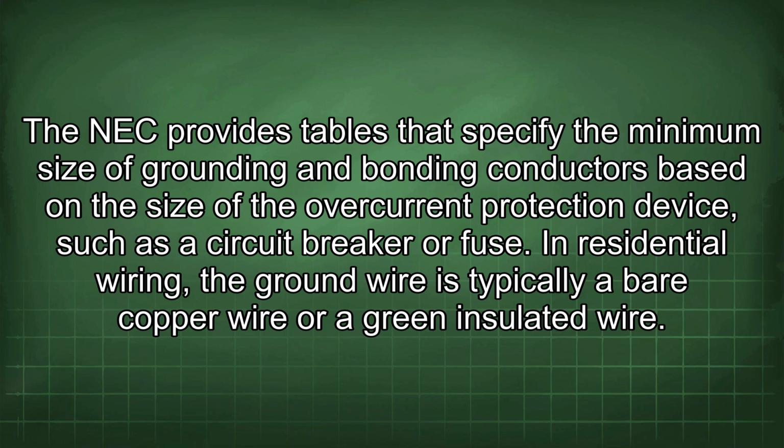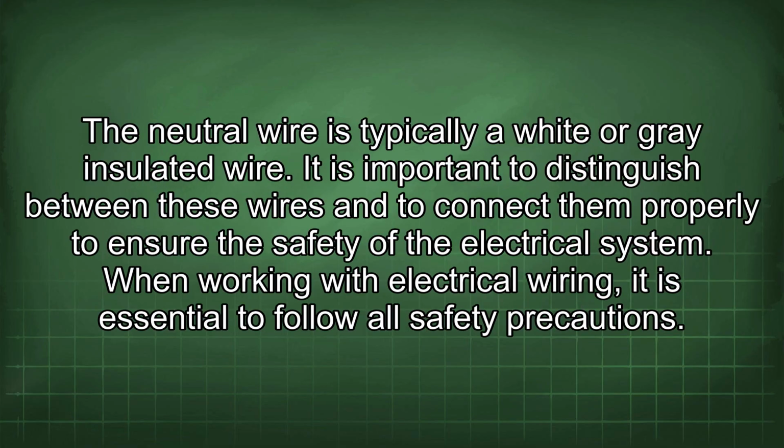In residential wiring, the ground wire is typically a bare copper wire or a green insulated wire. The neutral wire is typically a white or grey insulated wire. It is important to distinguish between these wires and to connect them properly to ensure the safety of the electrical system. When working with electrical wiring, it is essential to follow all safety precautions.